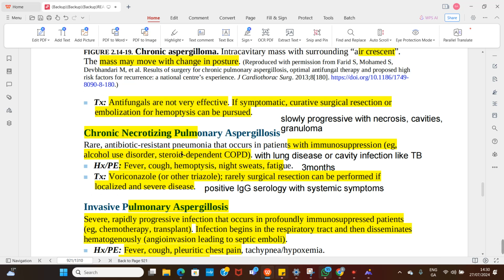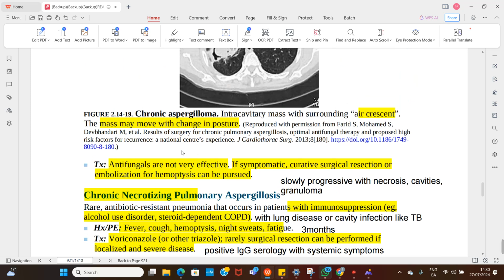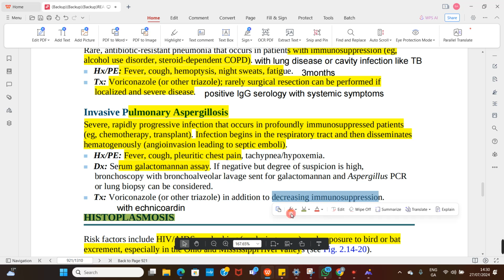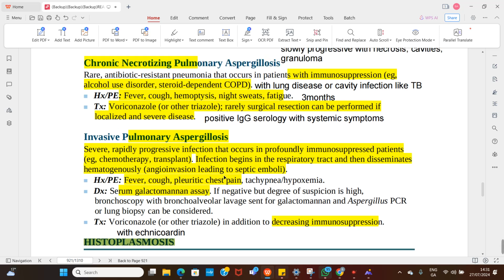Then, for the chronic necrotizing, just give your drugs. And if the person is having hemoptysis, do a surgical resection. It's only in aspergilloma that your drugs do not work. For your invasive pulmonary aspergillosis, you give your drugs, your voriconazole with your echinocandin, and you treat the underlying cause of the immunosuppression. So I hope we can say one or two things if we are asked to differentiate between invasive pulmonary aspergillosis and necrotizing pulmonary aspergillosis. Can we?